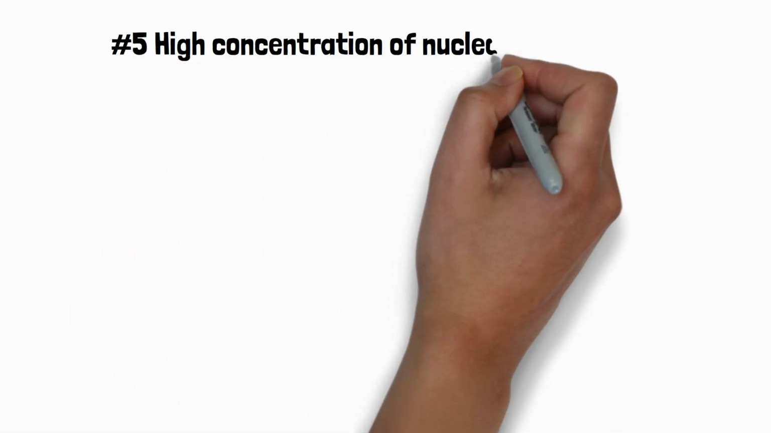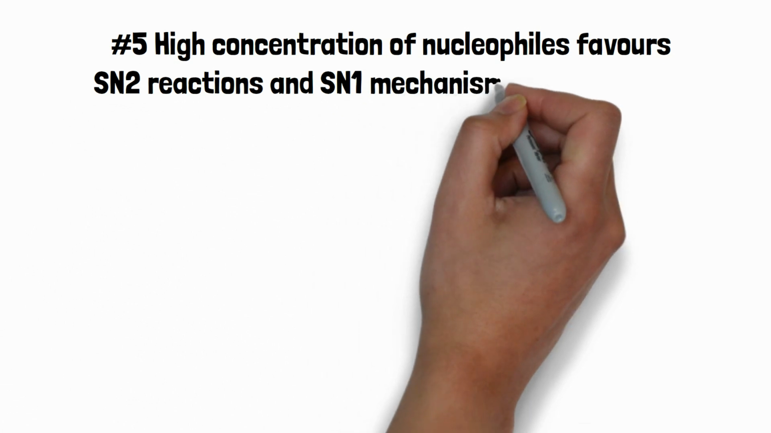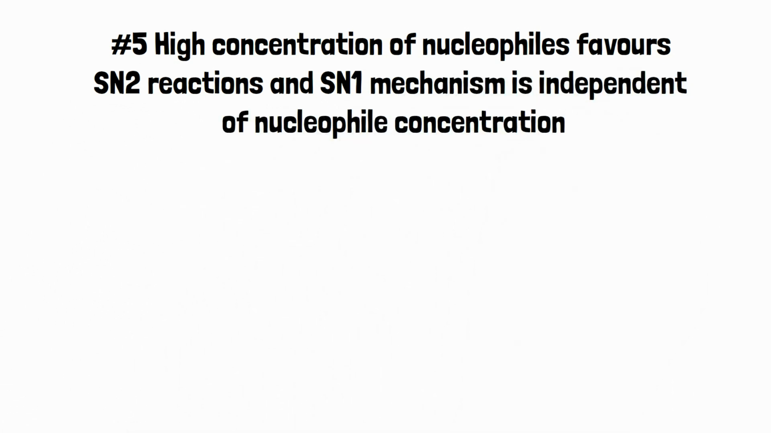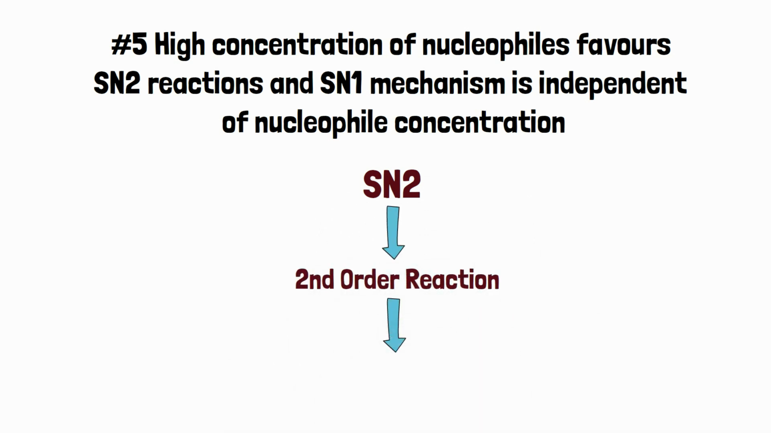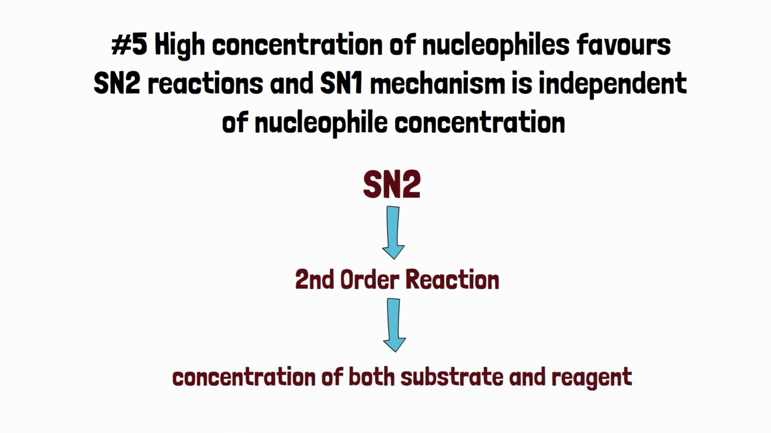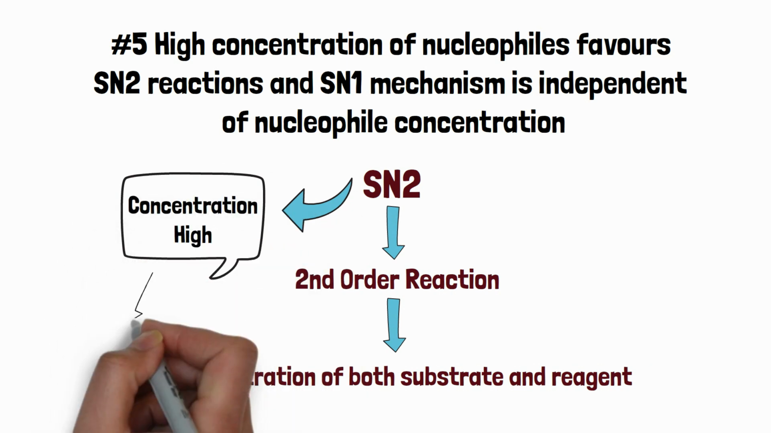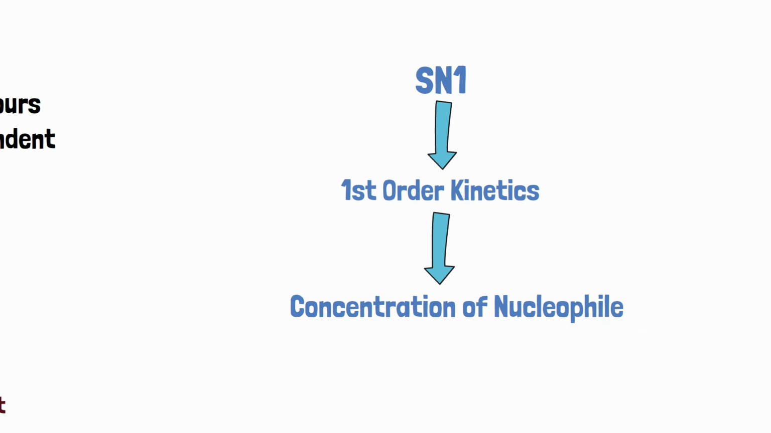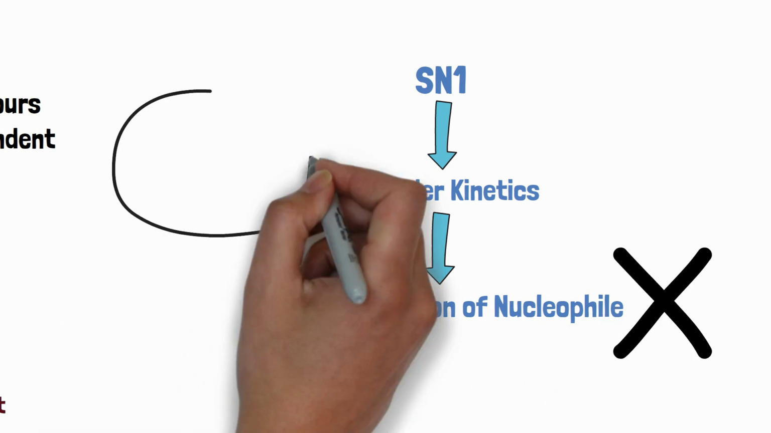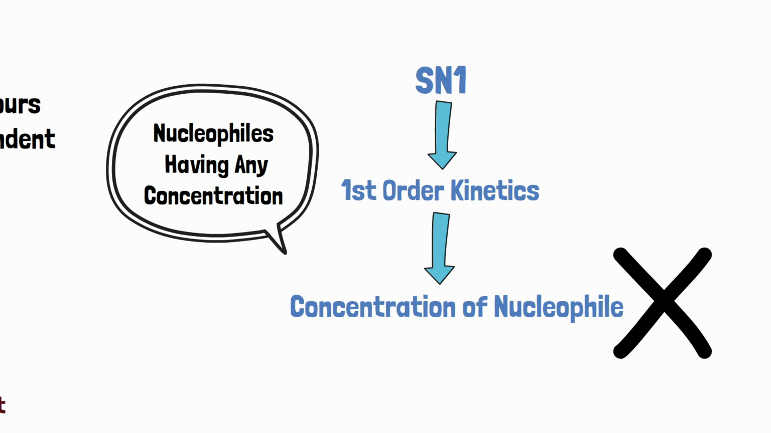Number 5, high concentration of nucleophiles favors SN2 reactions, and SN1 mechanism is independent of nucleophile concentration. We know that SN2 is a second-order reaction, which means its rate depends on concentration of both substrate and reagent. Therefore, when the nucleophile's concentration is high, SN2 is preferred over SN1 mechanism. As SN1 follows first-order kinetics, and the rate of reaction does not really depend on the concentration of the nucleophiles, SN1 proceeds with nucleophiles having any concentration.